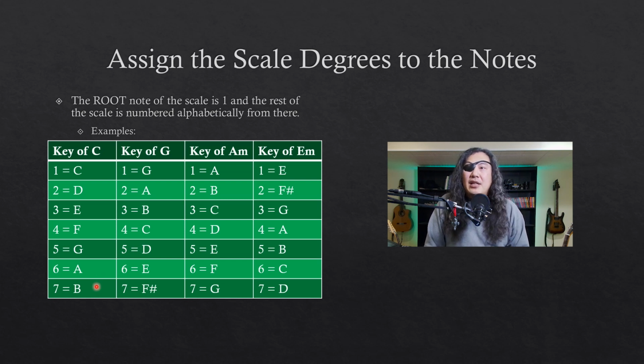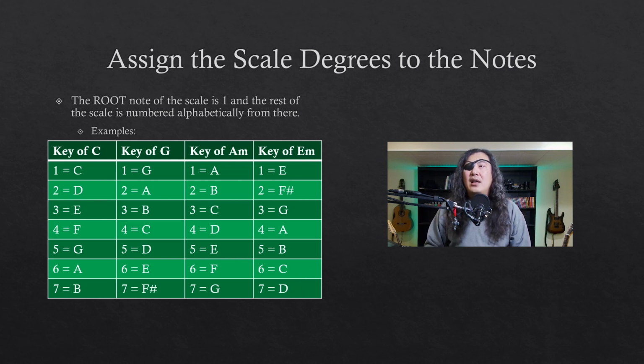In the key of G that we figured out, 1 is G, 2 is A, 3 is B, 4 is C, 5 is D, 6 is E, 7 is F sharp. Minor keys, exact same thing. We're just going to go sequentially through the scale and assign the number in order. 1 is A, 2 is B, 3 is C, 4 is D, 5 is E, 6 is F, 7 is G. Same thing in the key of E minor. The E minor scale starts with E, so that's our 1. F sharp is our 2, G is our 3, A is our 4, B is our 5, C is our 6, and D is our 7.